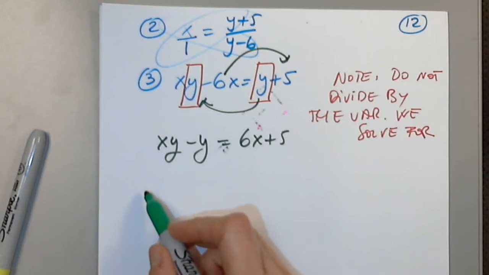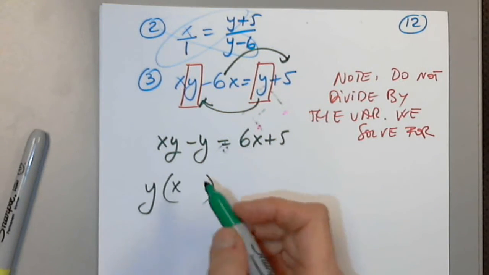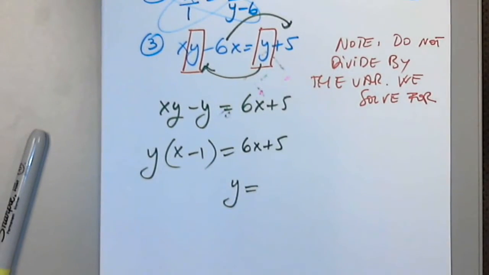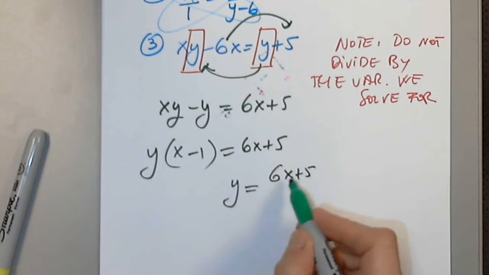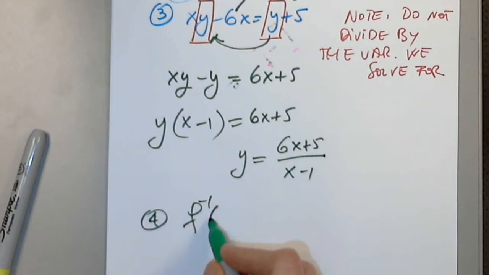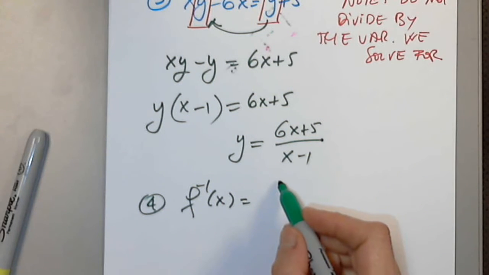y. Yes, what is left? X minus 1. Perfect. So finally y is, and now I can divide. And I'm not dividing by y, I'm dividing by the quantity that multiplies y. So this is 6x plus 5 over x minus 1.